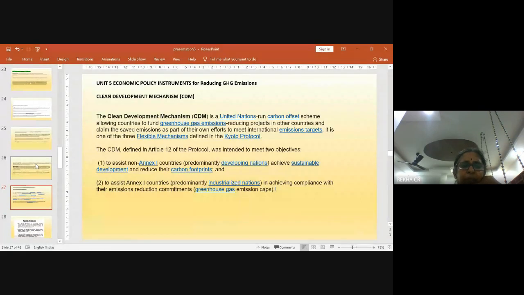Then the fifth unit, it is mainly the clean development mechanism. It is a United Nations run carbon offset scheme, which allows countries to fund greenhouse gas emission reducing projects in other countries and claim the saved emissions as part of their own efforts to meet the international emission targets. It has two objectives. First one, to assist the non-annex countries, that is the developing nations, to achieve sustainable development and reduce their carbon footprints. And second objective, it is predominantly for industrialized nations in achieving compliance with their emission reduction commitments.